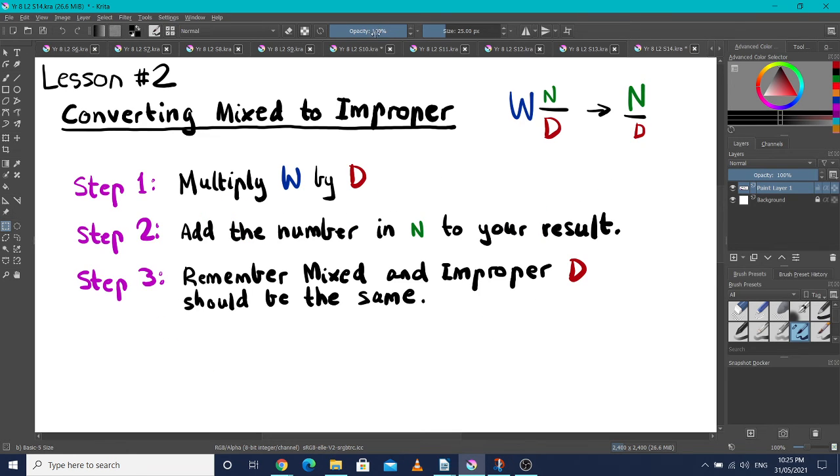And now we're going to look at converting mixed fractions to improper fractions, so the other way around. And the steps for this kind of conversion, firstly, step 1, which is to multiply the whole number by the denominator. So the whole number by the small denominator. Step 2, add the number in the small numerator to the result that you get in step 1. And then step 3, remember that the mixed denominator and improper denominators must be the same.